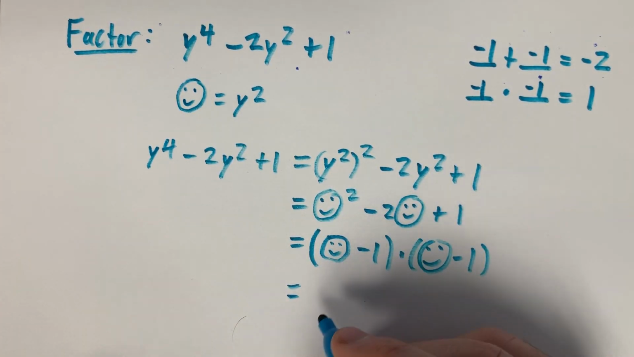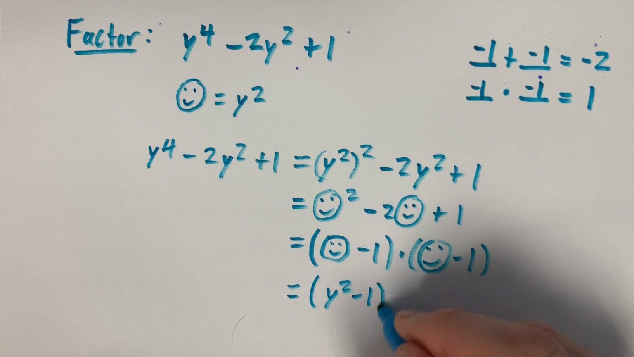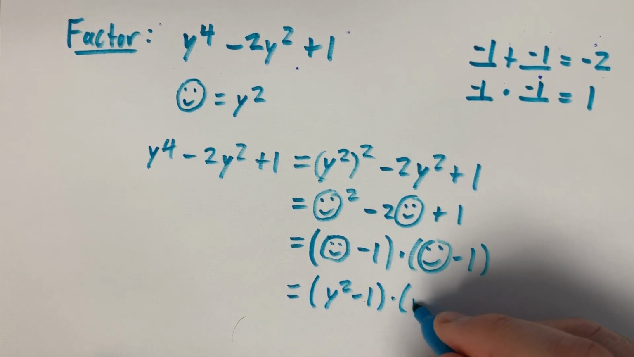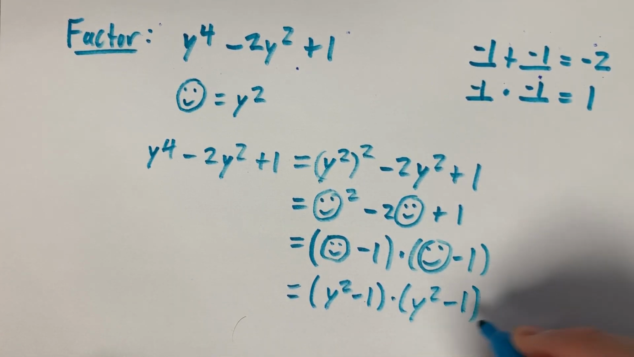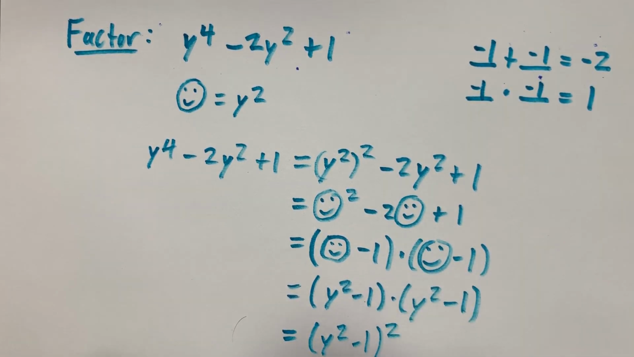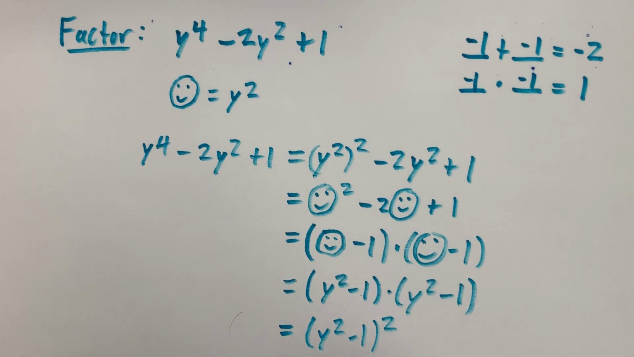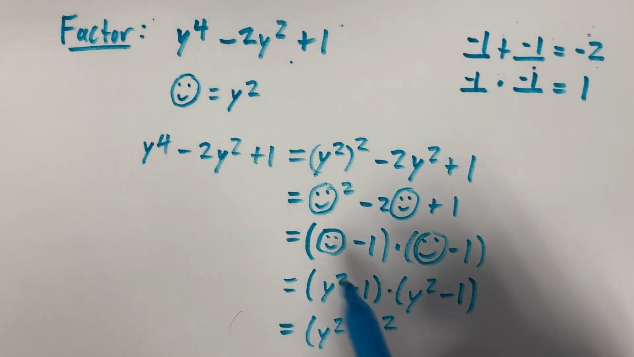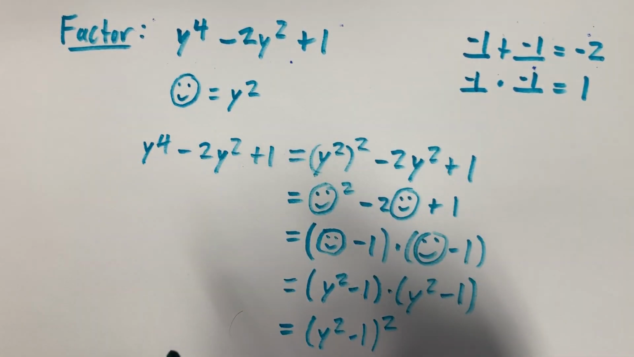So every place I see a smiley face, I'm going to replace it with a y squared. So here's y squared minus 1 times y squared minus 1. Noting that these are the same exact factors, I can simplify this a little bit further by writing y squared minus 1 squared. And right there is a full factorization of the original expression up here.